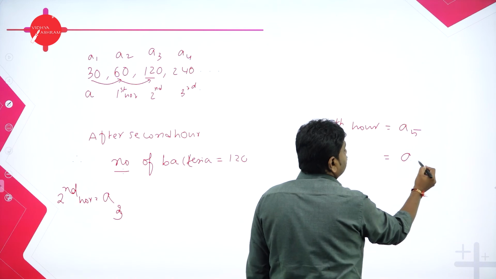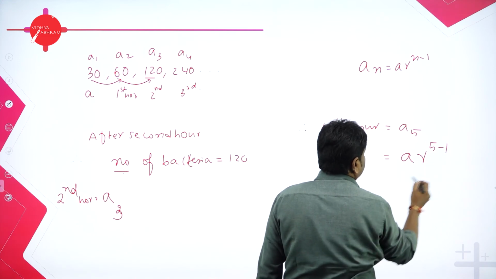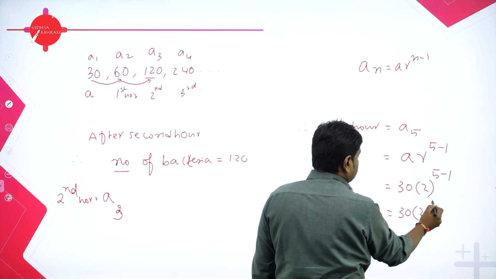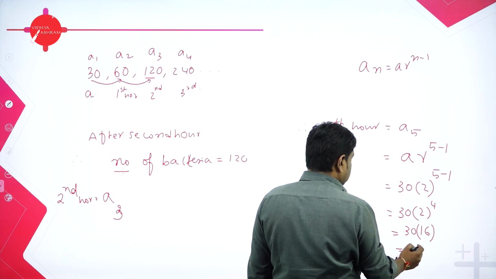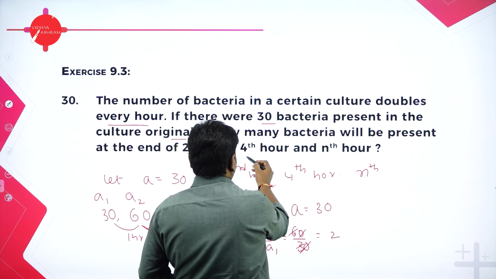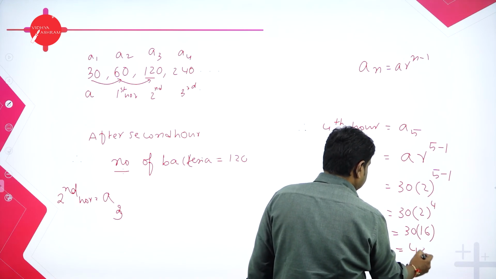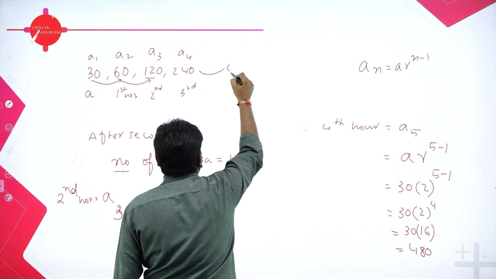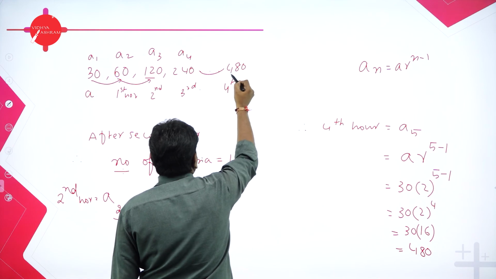What is A5? They are in geometric progression, AN is AR power n minus 1. So A5 is A into R power 5 minus 1, where A is 30 and R is 2. So 30 into 2 power 4. 2 power 4 is 16 after the 4th hour. So 16 into 30 is 480. You can see here also in the chart, 240 becomes 480. This is after the 4th hour. So you will get that.